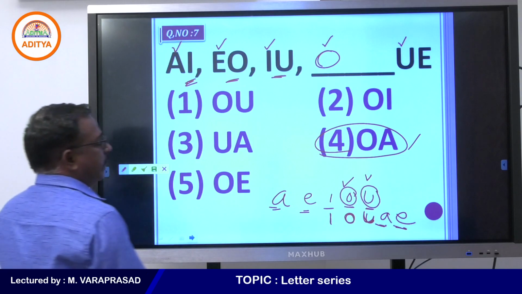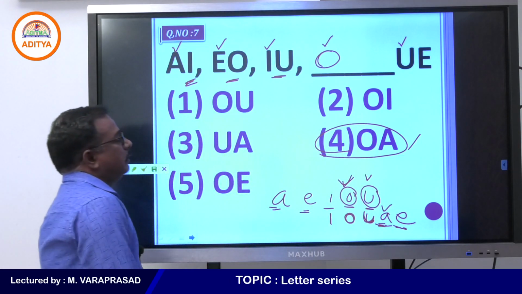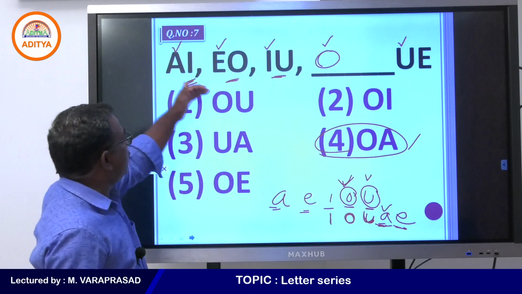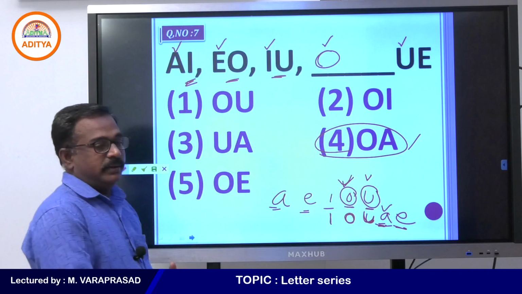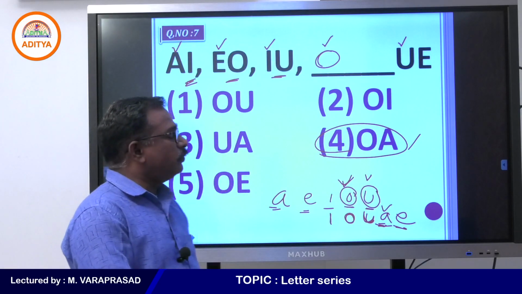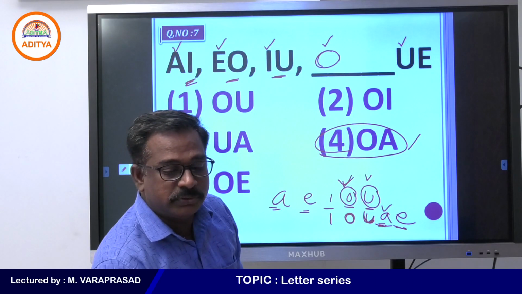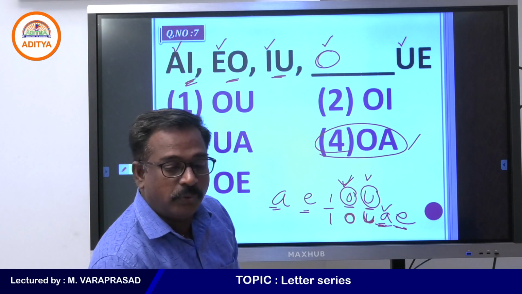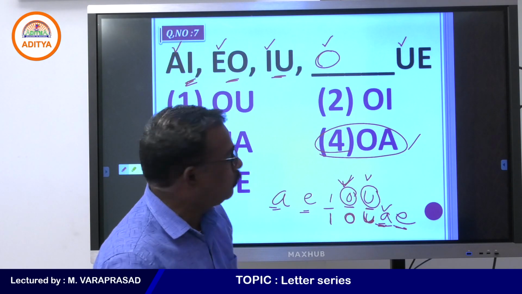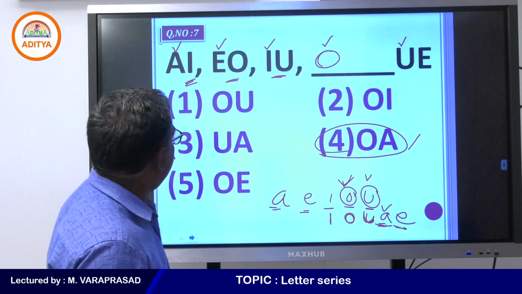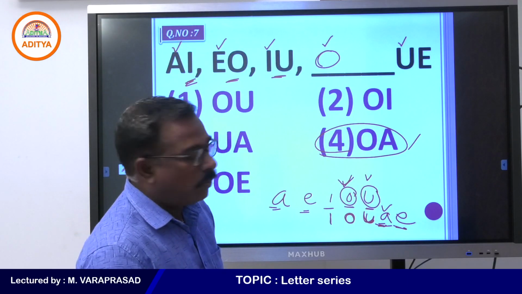We need to get the fourth letters. So the first letter series started from A, the second letter series started from I. So the answer will be OA, the fourth option. Yes, many of you wrote option 4, very good, and some of you wrote OI. How OI? How?